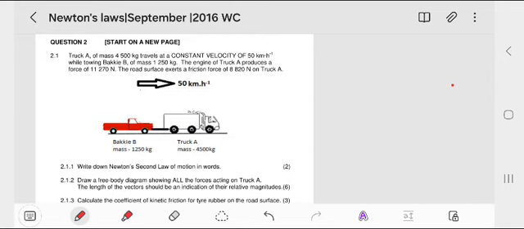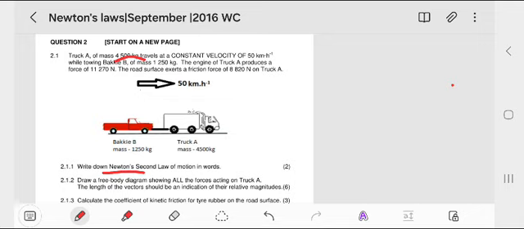We're given question 2, and 2.1 says a truck A of mass 4,500 kg travels at a constant velocity of 50 kilometers per hour while towing a bakkie B of mass 1,250 kg. The engine of the truck produces a force of 11,270 newtons, and the road surface exerts a frictional force of 8,820 newtons on truck A. So that is what we have there.